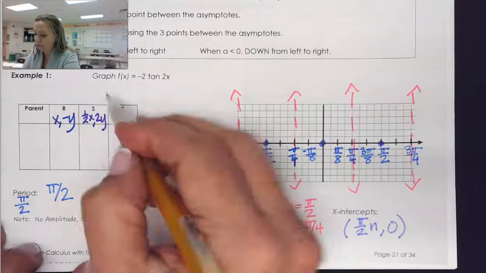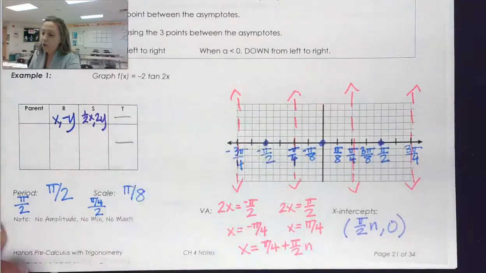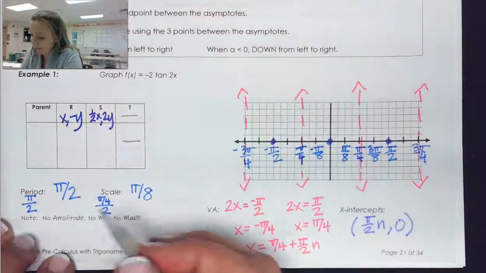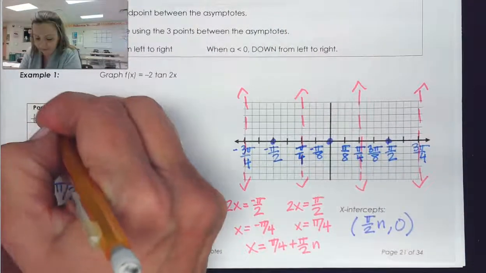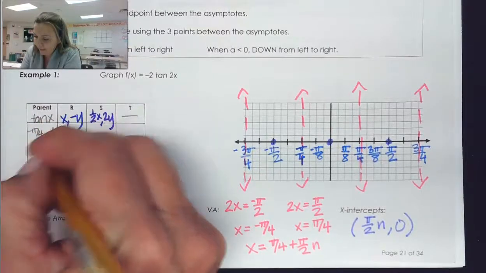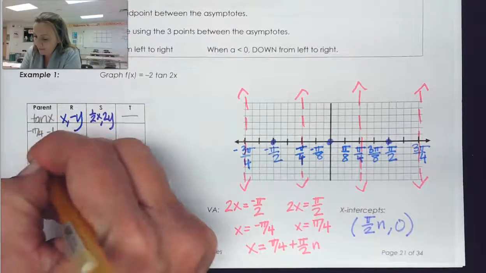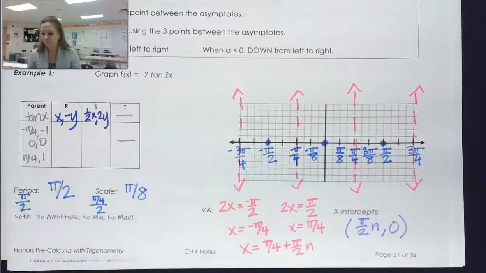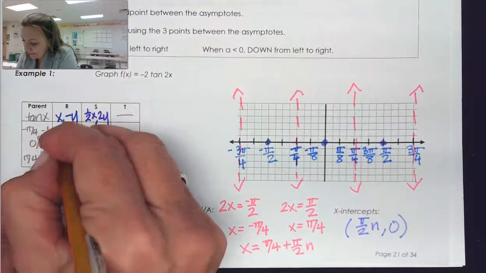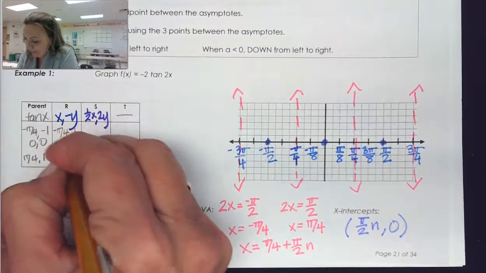Notice that there are no other transformations. So for our parent function for tangent, we're going to use the values that we had up top. So for tangent x, our values are going to be negative pi fourths, negative 1; 0, 0; and pi fourths, 1. Then we're going to do these transformations. Keep the x the same, but change the value of y.